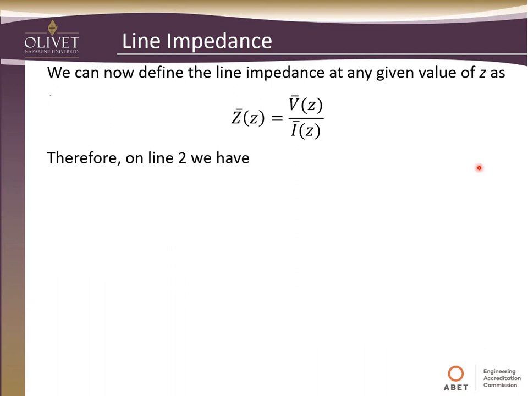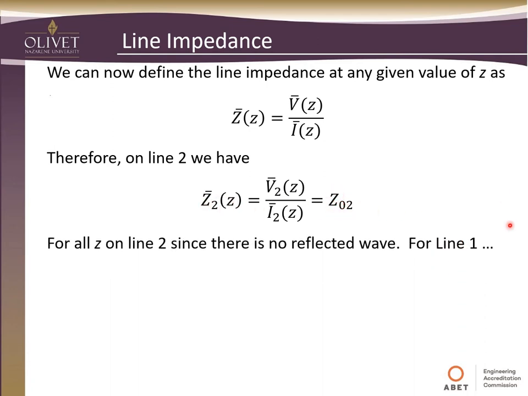If we look at line two, like we had before, that was the part on the right-hand side after the discontinuity, and we're assuming that it goes on infinitely, or very far, then it's as simple as this: our impedance at any point z is equal to this voltage divided by this current. We'll call this Z02, which is just a constant. Over here, this is a function of z; over here, this is a constant, Z02. For all z on this line two, we're saying this is constant because there's no reflected wave. The discontinuity is behind us, as we're traveling from left to right.